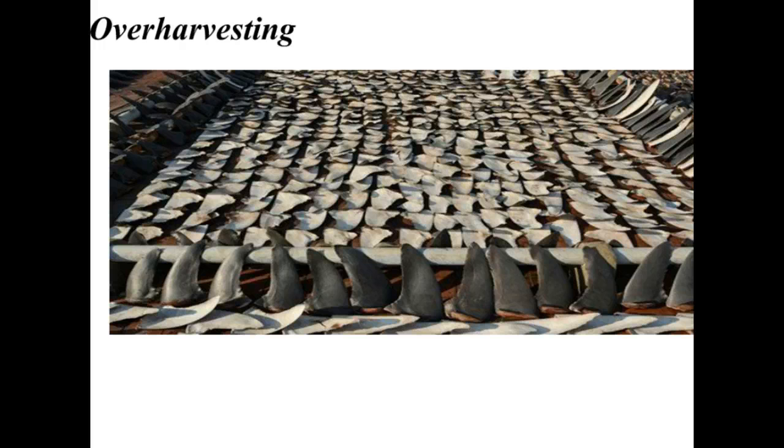Large organisms with low reproductive rates are especially vulnerable to overharvesting. For example, in this picture, you see that shark populations decline because of harvesting for their fins. That's what you see in this picture. So get that in your notes.